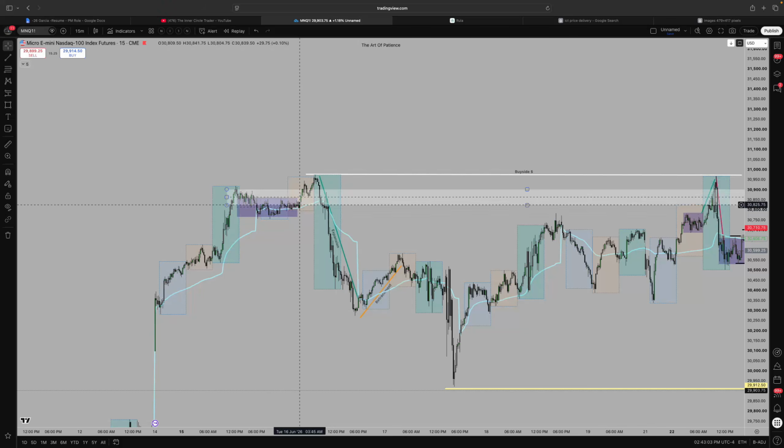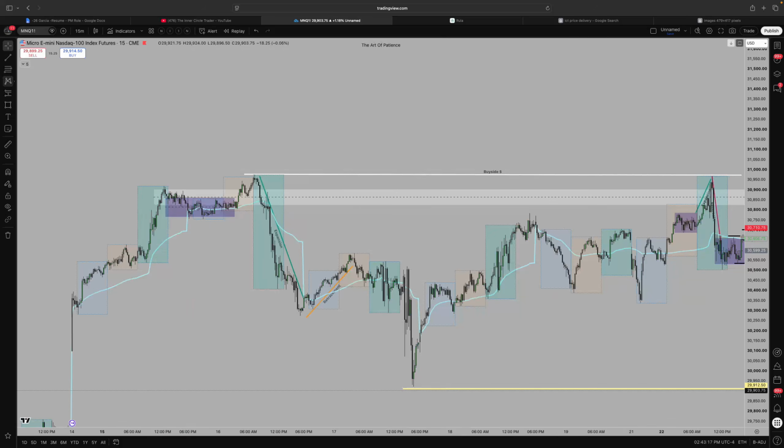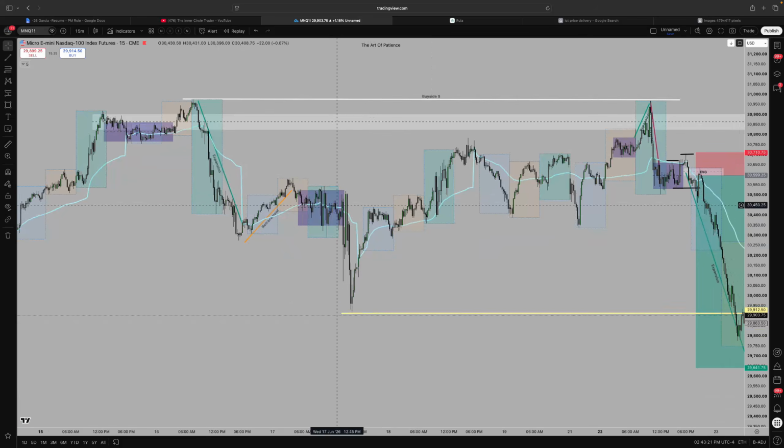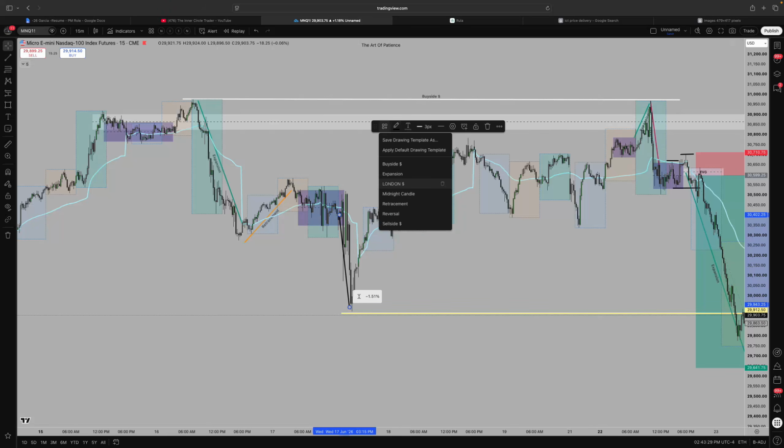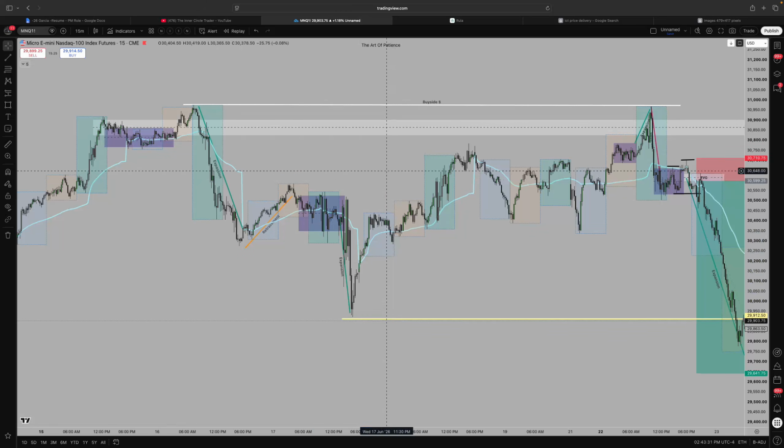We break out of it, the consolidation, and then it is an expansion move to the downside, a retracement back to the midpoint of the expansion. And then all this chop here, this is obviously a consolidation, and then finally an expansion to the downside. See how beautiful it is to identify these market maker models.